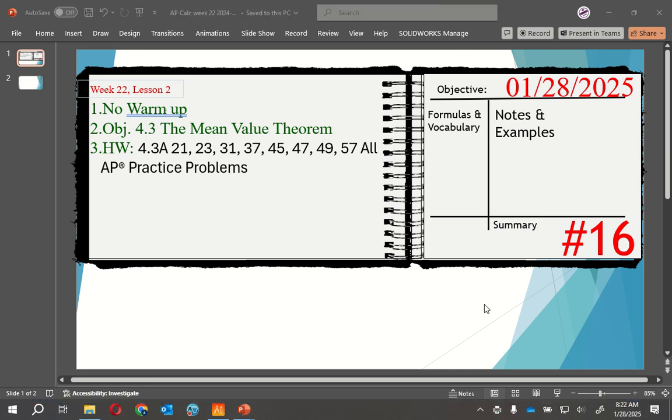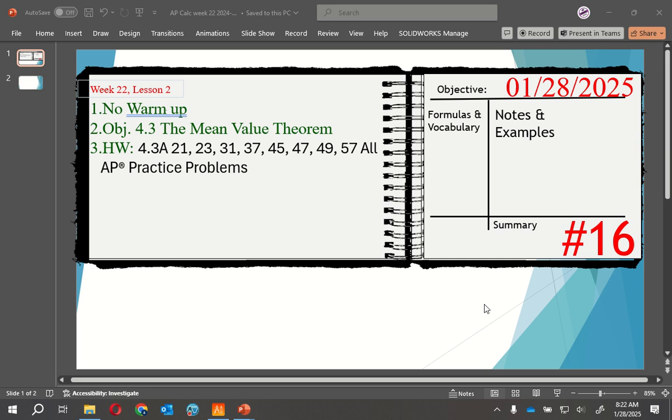Alright, so continuing what we're working on. Mean value theorem here. Alright, so let's get started. So, class. I get one yes. Sound more confident. Okay, good.